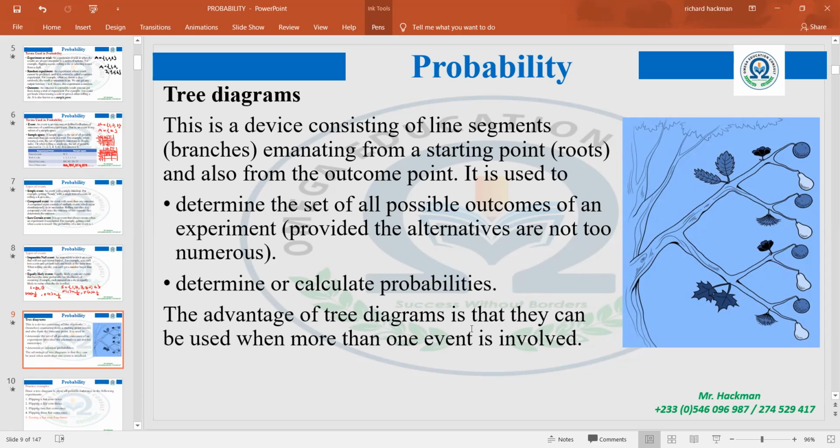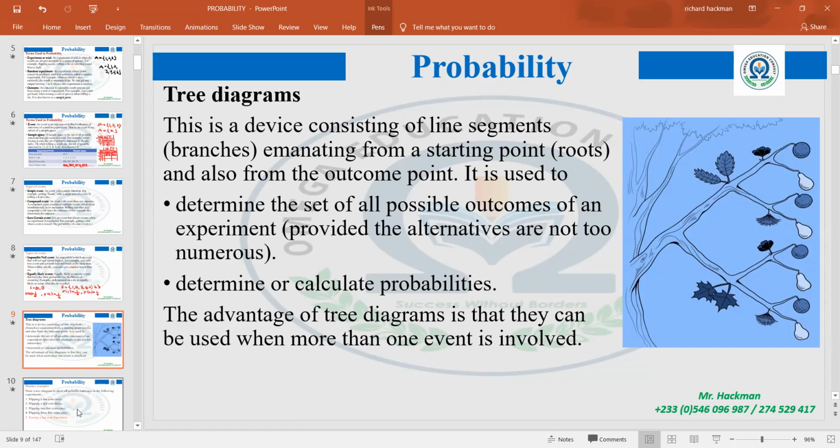So it's convenient to use the tree diagram when you are dealing with compound events. Even for simple events, you can easily get their outcomes, and therefore the probability. So any questions? Have I made my point clear? Yes, sir. Great. All right.